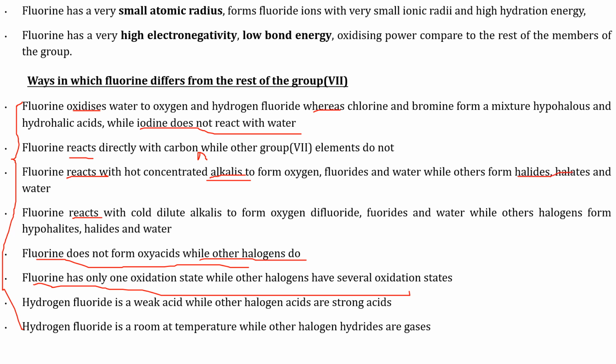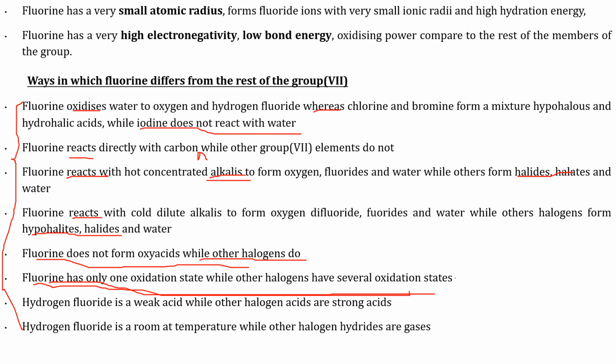Here we are forming hypohalides and halides. But fluorine does not form those disproportionates. It only forms one product, which is always in the same oxidation state, whereas others can form in multiple oxidation states. That's why we are saying fluorine has only one oxidation state, while other halogens have several oxidation states.